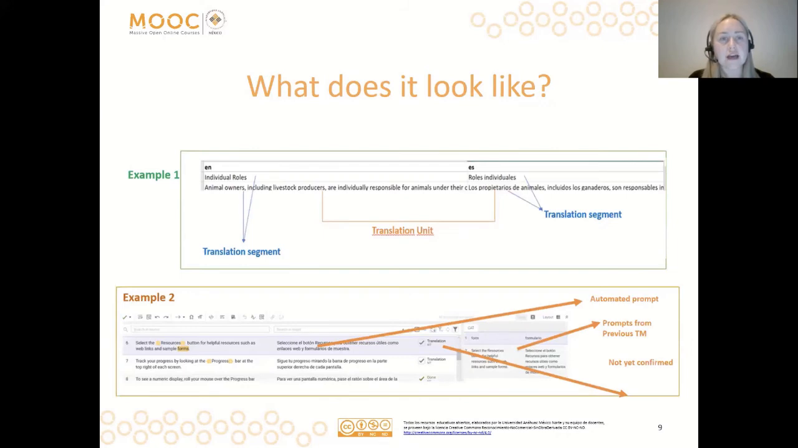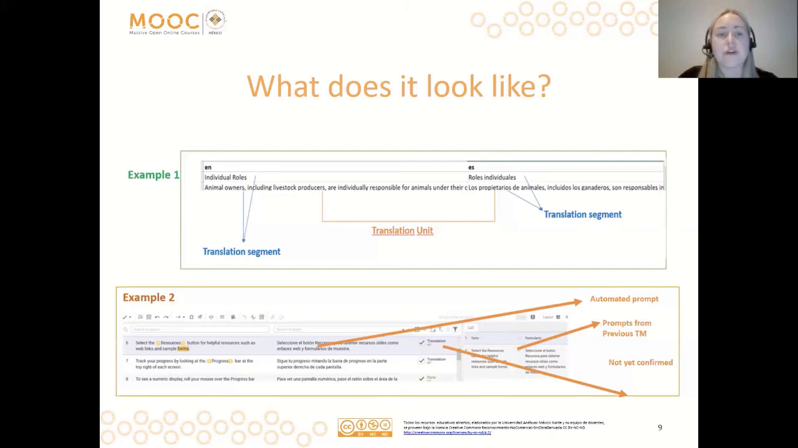So here in my slide I have example 1 and example 2. If we take a look at example 1, we'll see that we have a very small part of a table. We have 2 columns, EN representing English, ES representing Spanish. And I have 2 rows.